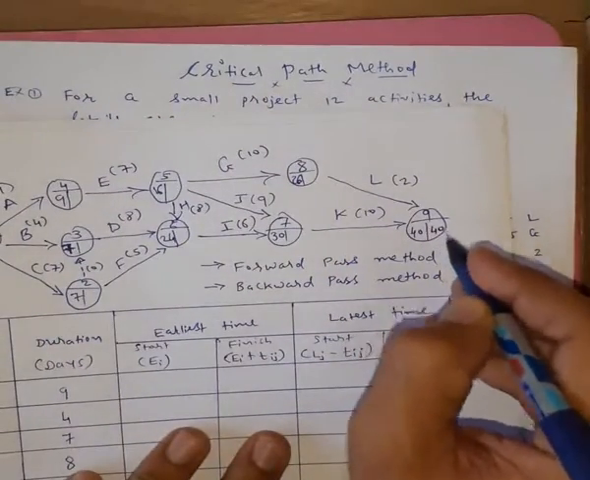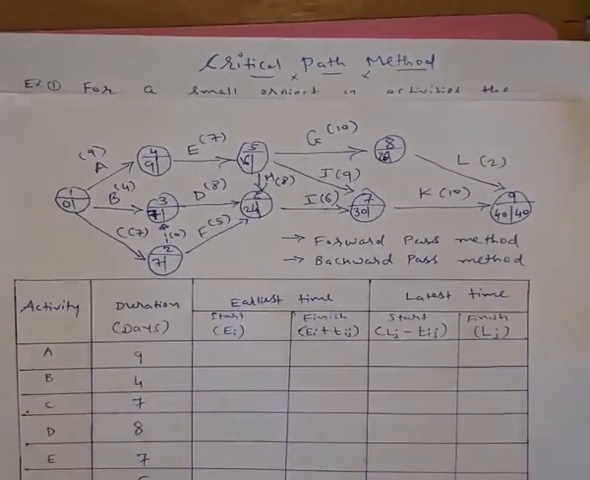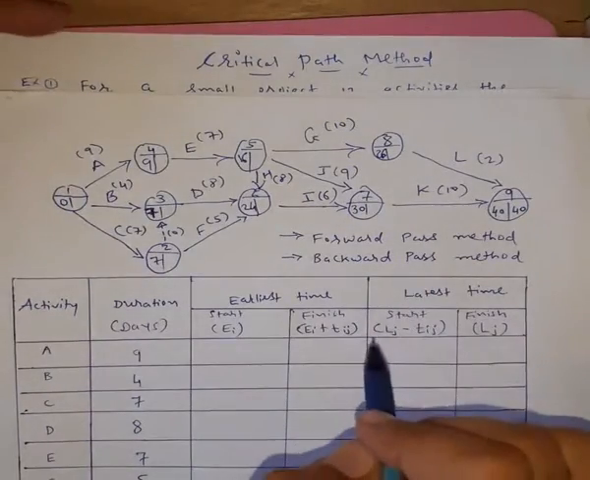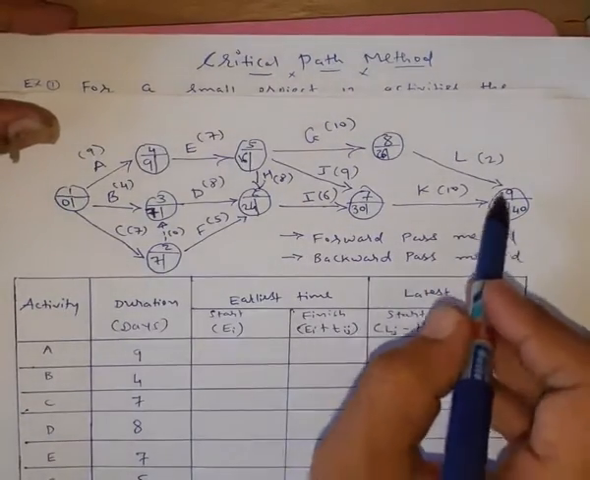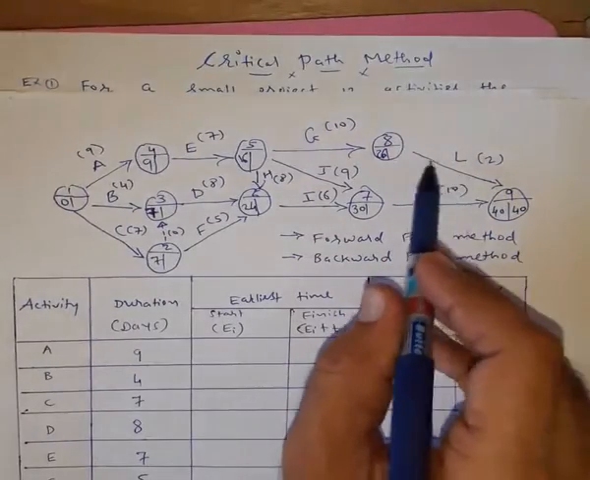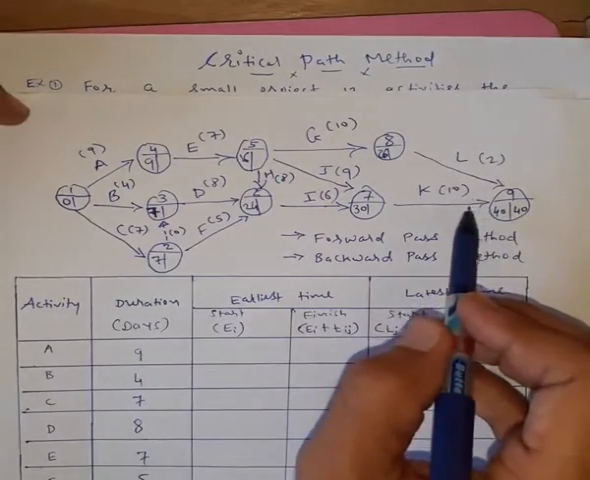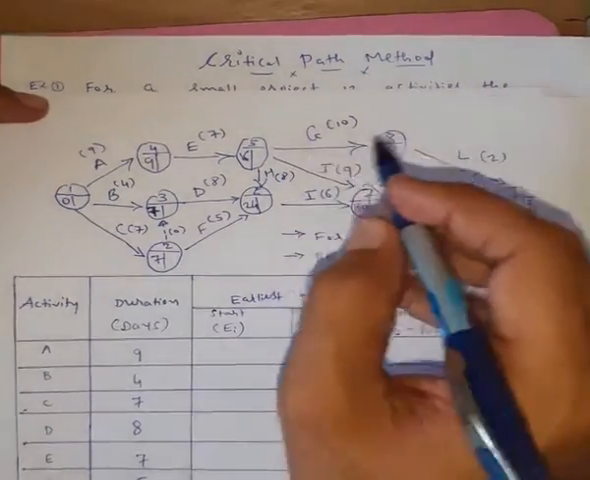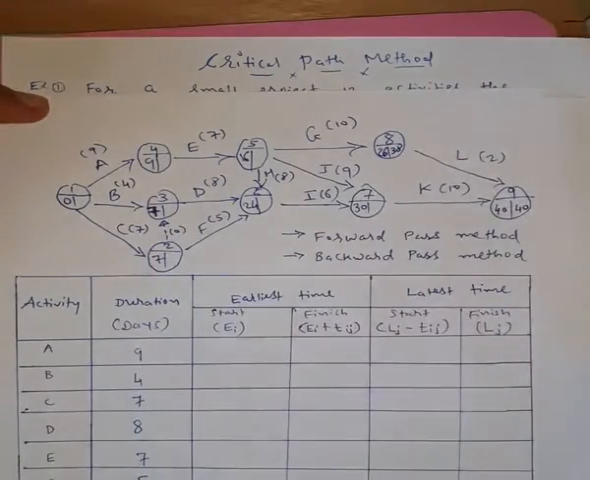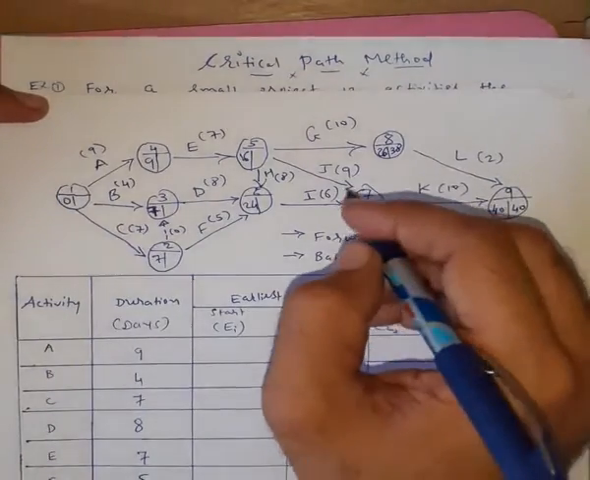Now we will use the backward pass method, which means all the directions of the arrows will change. Now we are moving in the backward direction, so we will subtract the time duration. So to reach node number 8, the arrow's direction will be reversed, and the time duration available for that activity will be subtracted. So 40 minus 2, it is 38. Now 40 minus 10, so that is 30.